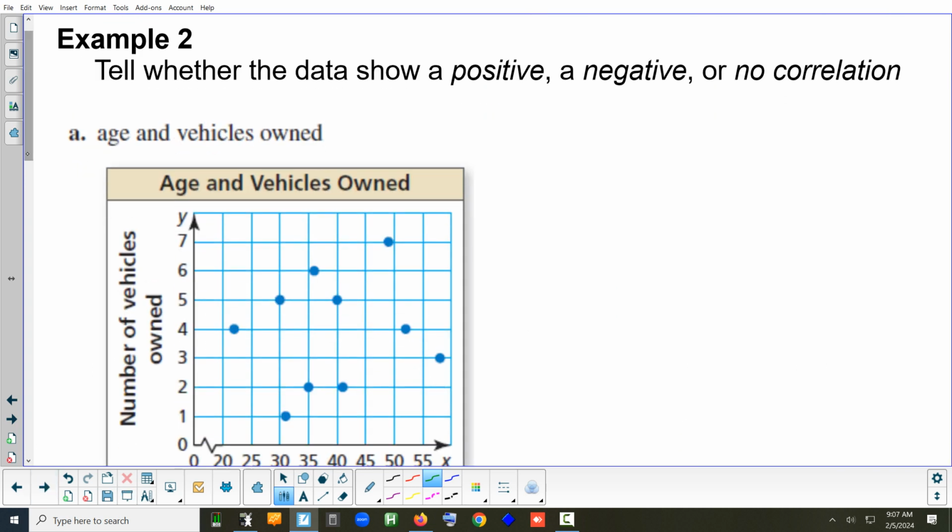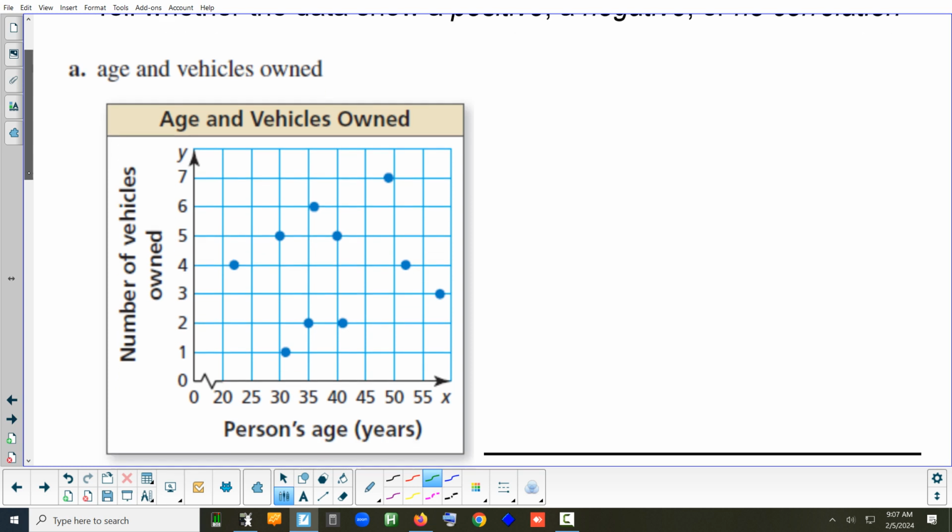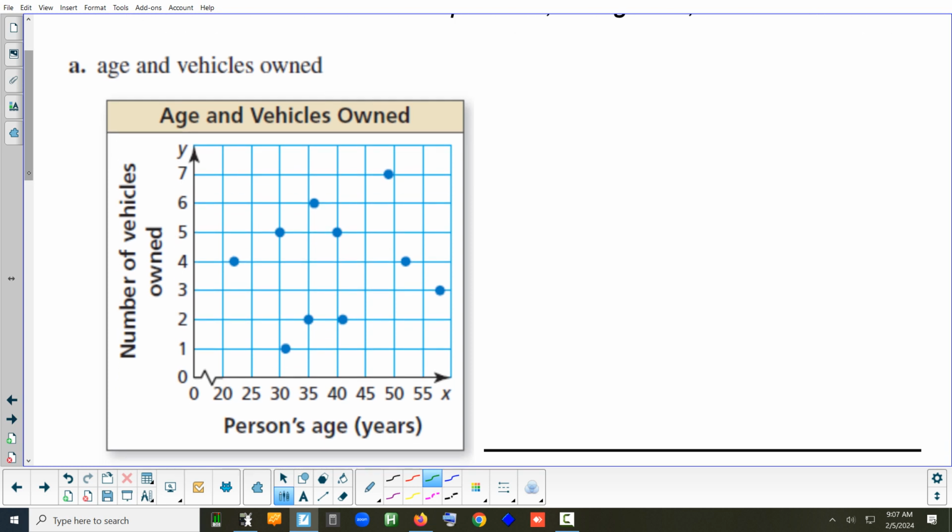All right, so let's look at example two. This one is on the back. It says, tell whether the data shows a positive, a negative, or no correlation. So this is showing you how old somebody is and the number of vehicles that that person has owned in their life. So does it look like there's any kind of connection between how old somebody is and how many cars they've owned?